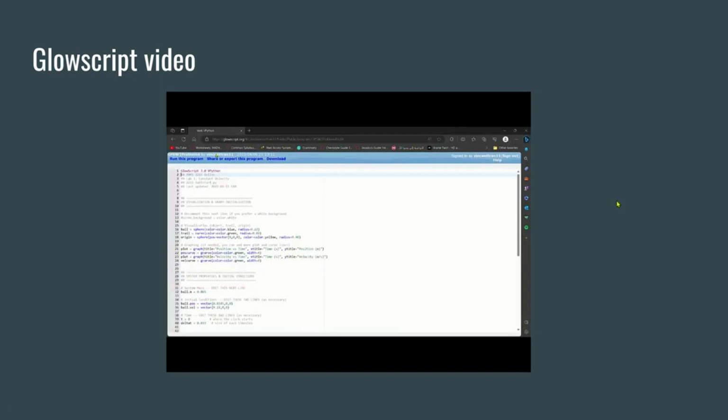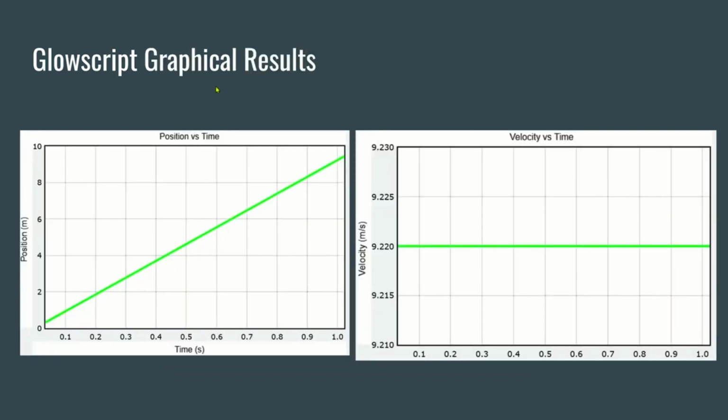Here are the graphical results from my computational model. The left graph shows position versus time, so as time increases, position also increases, resulting in a positive slope, while velocity versus time results in a constant slope of 9.22 meters per second.